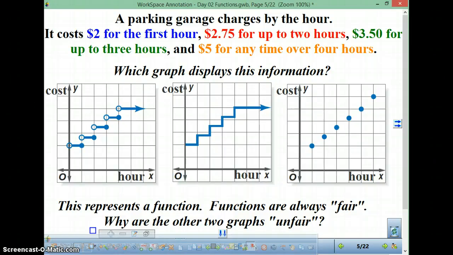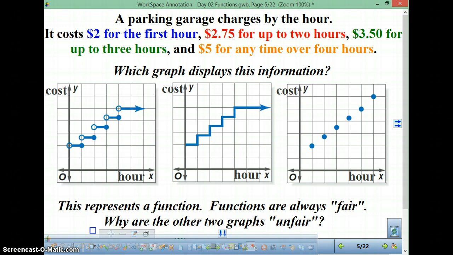Take a look at this slide as an introduction. Imagine you're in a parking garage. The parking garage charges by the hour. So if you stay up to 1 hour, you have to pay $2. If you stay up to 2 hours, you have to pay $2.75. If you stay up to 3 hours, you have to pay $3.50, and you have to pay $5 if you stay anytime over 4 hours. Which graph displays the information correctly?